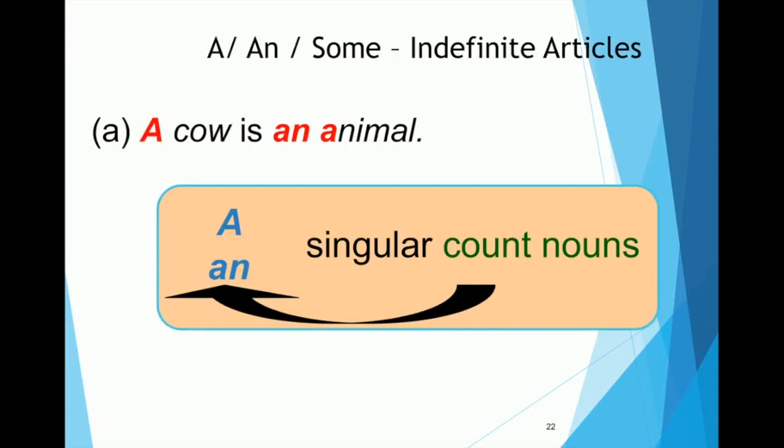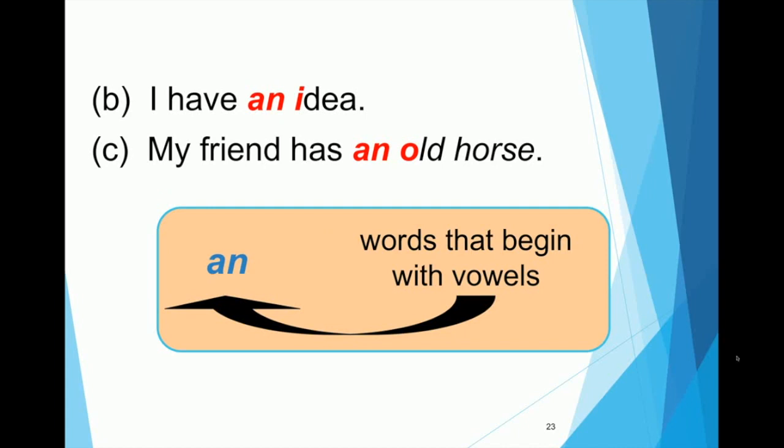A, an, and some are called indefinite articles or indefinite nouns. Indefinite nouns or articles are actually things, not symbols, but they are not specifically identified. The reason is that I'm not talking about, in this example, a specific cow, like that cow or this cow. It doesn't matter which cow I'm talking about, so I use an indefinite article. Let's see some more examples. I have an idea. My friend has an old horse.